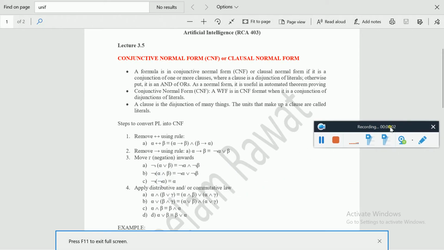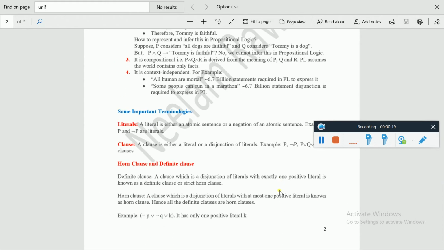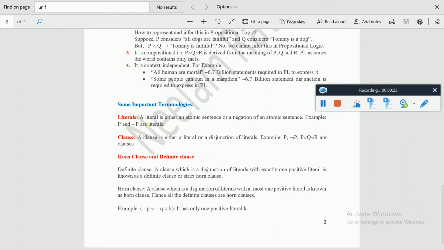Hello students, my today's topic is conjunctive normal form or clausal normal form. But before starting today's topic, let me explain some terminologies which are very important to know before CNF or conjunctive normal form. These terminologies are, the first is literals.